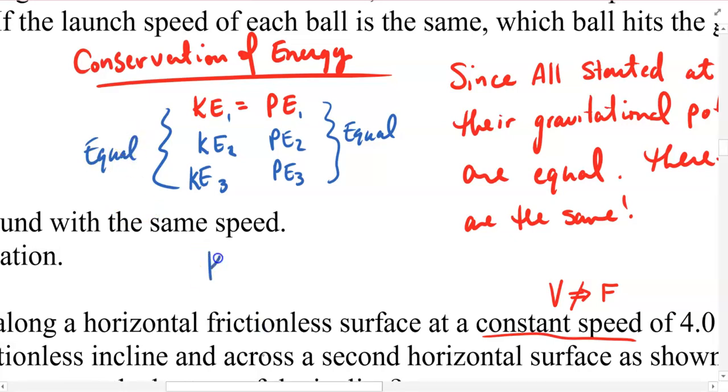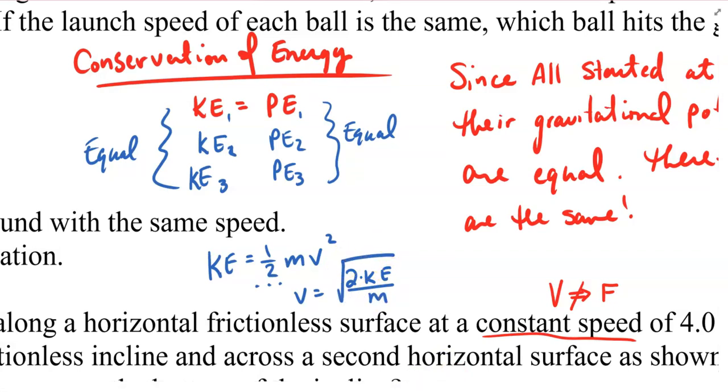Then it may be worth noting that based on the definition of kinetic energy, which is 1/2 mass times velocity squared, if I were to solve for velocity, that is, multiply both sides by 2 and divide by m, we've got 2 times our kinetic energy divided by m, and then the square root. If all kinetic energies and masses are the same, then all velocities must be the same as well.